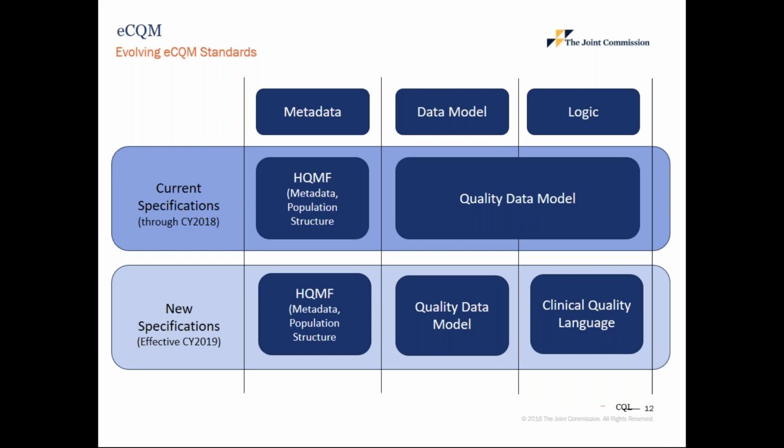The HQMF, the Health Quality Measure Format, is the basic electronic specification for the measure, which is the metadata and the population structure. The QDM, the Quality Data Model, provides information to help finalize the HQMF, and it's divided into 2 parts, the data model and the logic. As you can see in the new specifications, when we transition to the new standards in 2019, only the logic changes from QDM to CQL. That change to CQL is really to make the logic more readable, computable, and shareable.